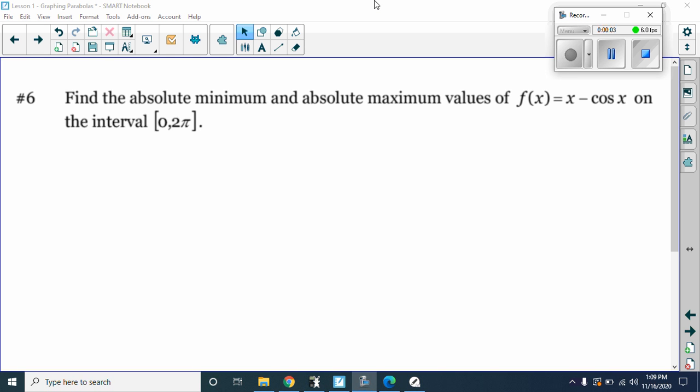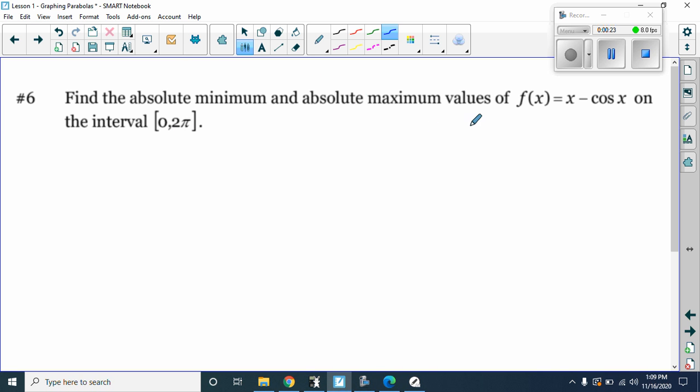Question number 6, Unit 3 study guide asks for the absolute minimum and absolute maximum values of f of x equals x times cosine x on the interval from 0 to 2 pi. So mins and maxes occur at critical numbers. Absolute mins and maxes could also occur at the endpoints of the interval.